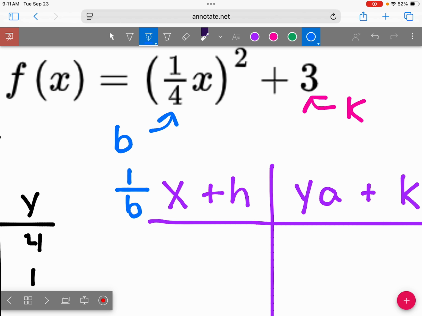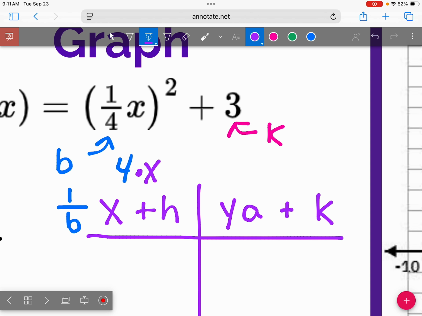So what we're going to be doing with our x's in here is we're going to take our x's times 4. We don't have an a value, so we're not going to times by anything, but we are going to add that k on there, plus 3. So if we had an h, we'd add that over here. If we had an a, we'd times that over here. But the thing with b is we times our x by 1 over b. And we'll see how that gives us our stretch horizontally.